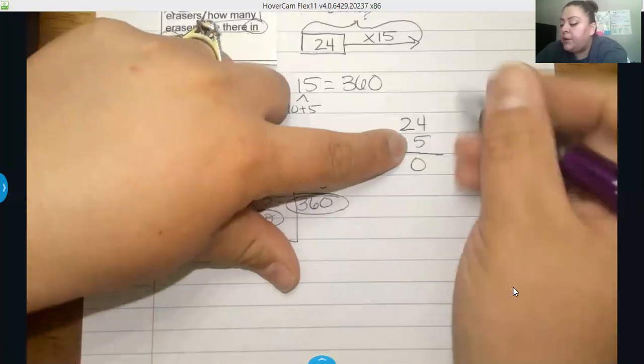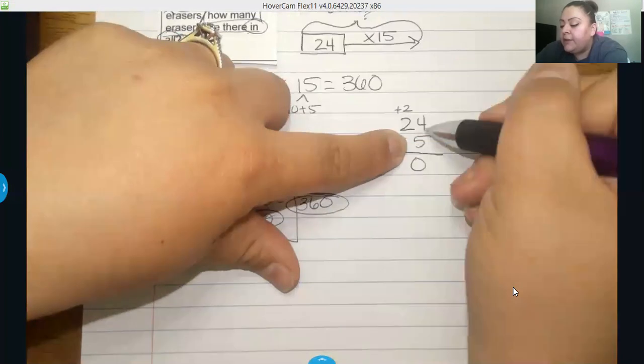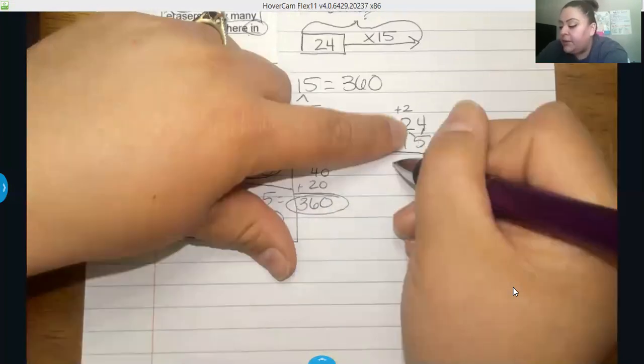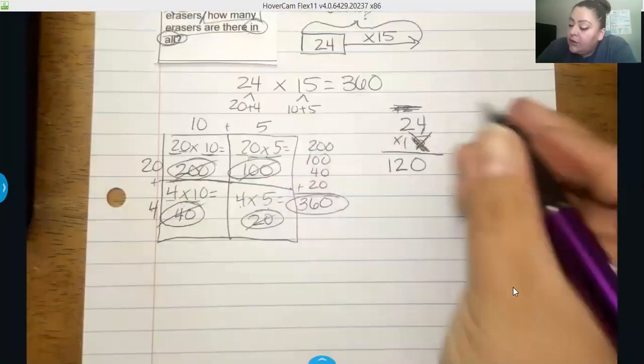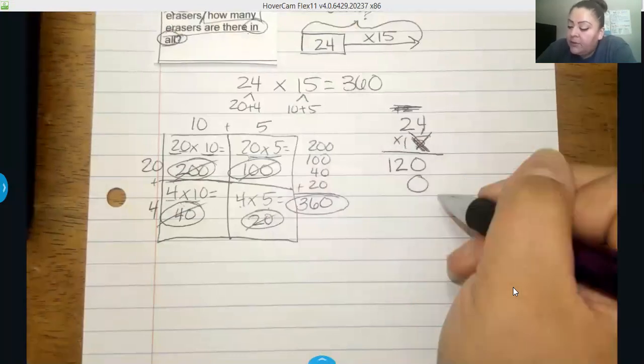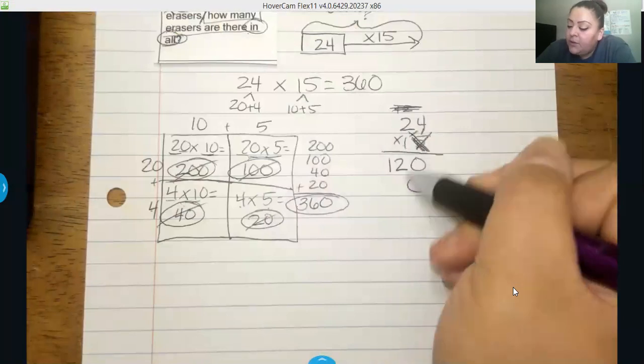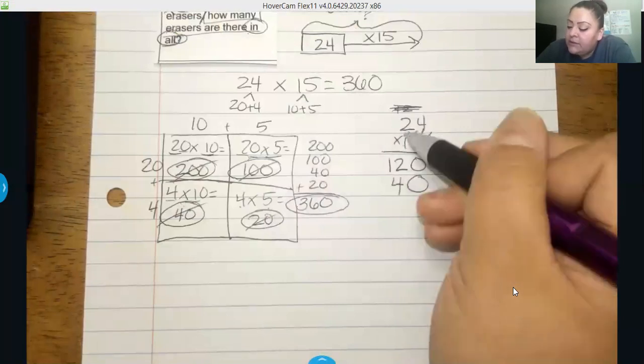Drop my 0, bump my 2. Okay, I did that first. 2 times 5 is 10, plus 2 is 12. I'm dropping them both here. I'm done with my 5. Get rid of it. Get rid of stuff I've already used. Start my next line with the 0. Okay, I'm starting with my ones place. 4 times 1 is 4. 2 times 1 is 2.